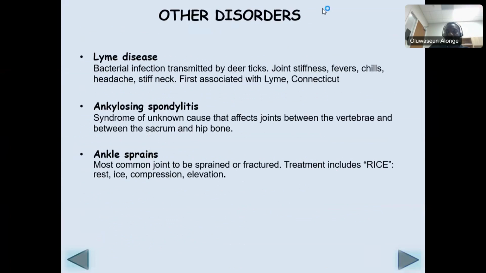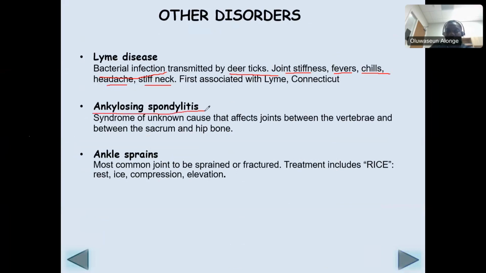Now, the other one that is very key is Lyme disease. Lyme disease is a bacterial infection that is transmitted by the deer tick. That's the host, the vector that carries the bacteria. It will lead to joint stiffness, fever, chills, headache, and stiff neck, and it was first associated with Lyme, Connecticut.